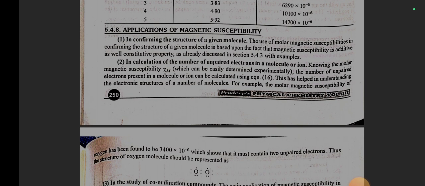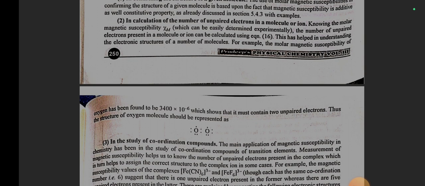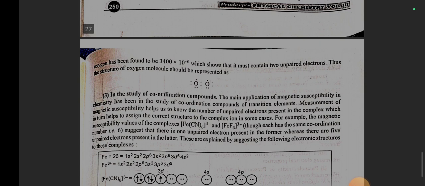Number 2. In calculation of the number of unpaired electrons in a molecule or ion. Knowing the molar susceptibility, the number of unpaired electrons present in a molecule or ion can be calculated using equation 16. This has helped in understanding the electronic structures of a number of molecules. For example, the molar magnetic susceptibility of oxygen has been found to be 3400 × 10^-6, which shows that it must contain 2 unpaired electrons.